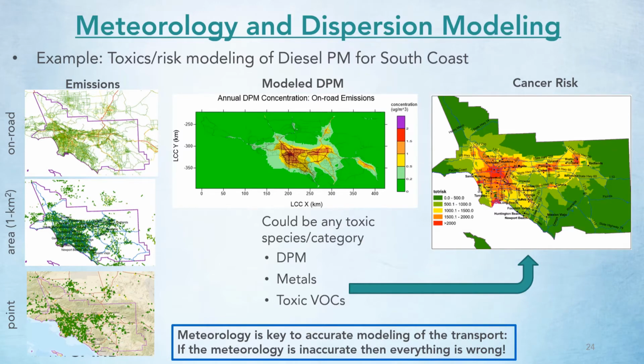This figure shows a toxic risk model of diesel PM that is coming from many sources for the South Coast. The figure on the left shows emissions from on-road, area with a 1 kilometer area-wide coverage, and point sources. The figure in the middle shows diesel PM coming from on-road emissions specifically, and the figure on the right shows the associated cancer risk, which could be coming from several categories: diesel PM, metals, or toxic VOCs. When we are carrying out dispersion modeling, again, the meteorology is very important. If the meteorology is inaccurate, then everything is wrong.